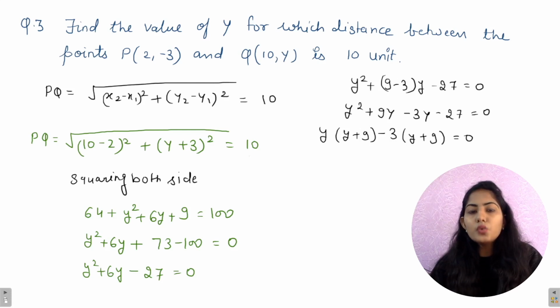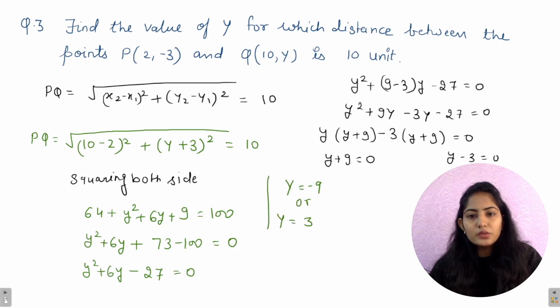So here two values of y are possible. y plus 9 is equal to 0 and y minus 3 is equal to 0. So two possible values are here, guys, and that will be y equals minus 9 and y equals 3. So we get the two answers, and the answer is y is equal to minus 9 or y is equal to 3. This is your answer, guys.